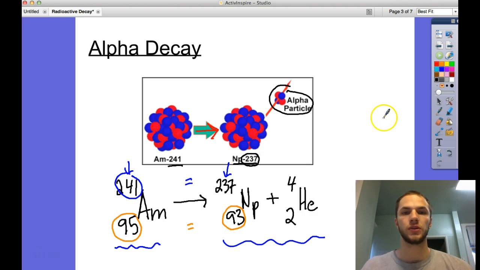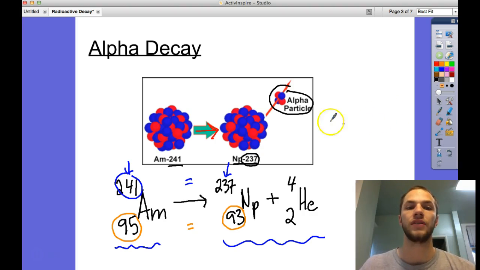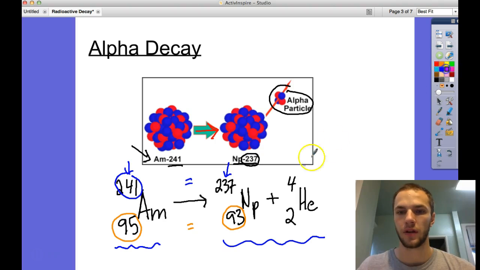So what we've just done is we've written an equation for the alpha decay of americium-241. What are the things to know about this? Number one, this atom of He, this is what we call an alpha particle.